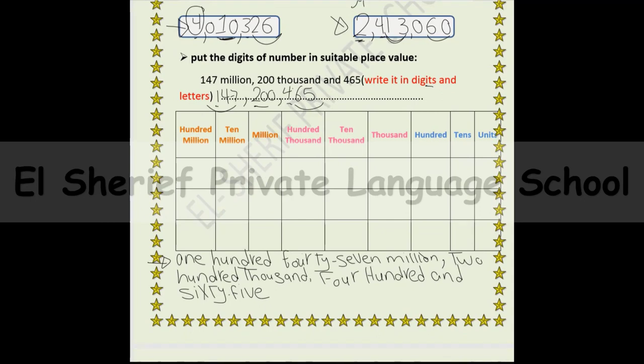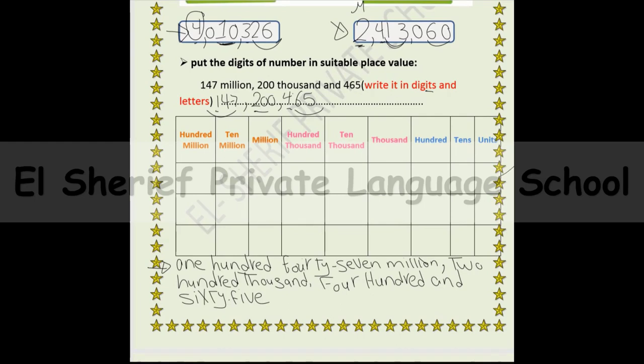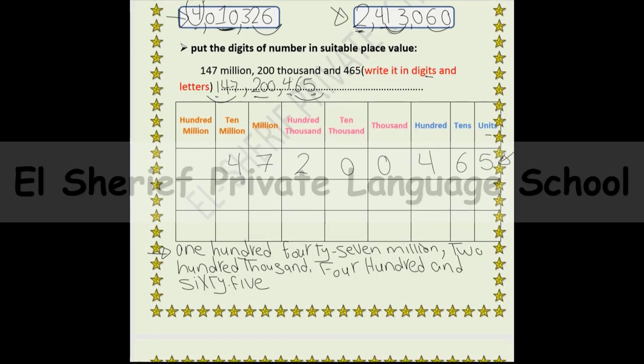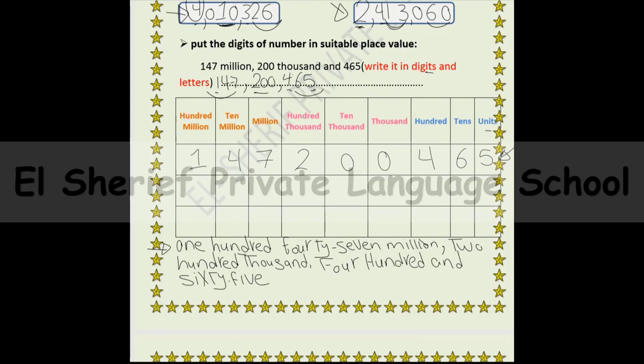Now we start from units. In units I have 5, so put 5. In tens I have 6. 4 in hundreds, 0 in thousand, 0 in 10,000, and 2 in 100,000. And in million we have 7 in million place value, and 4 in 10 million place value, and 1 in 100 million. This is if he asked about the place value.